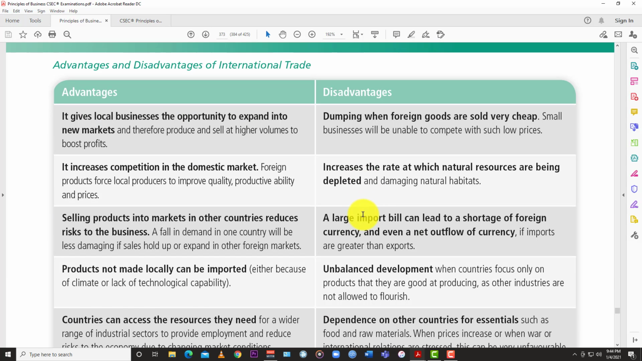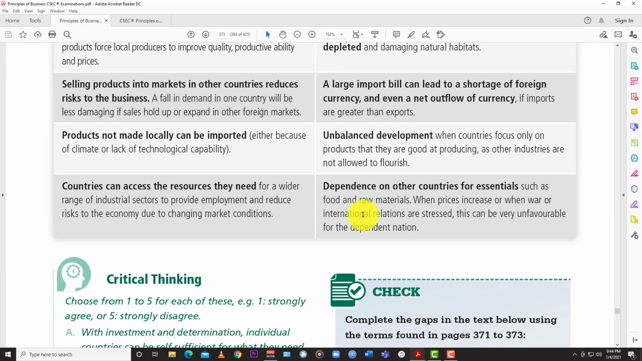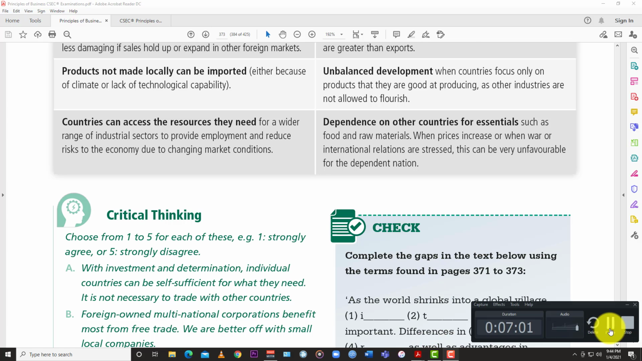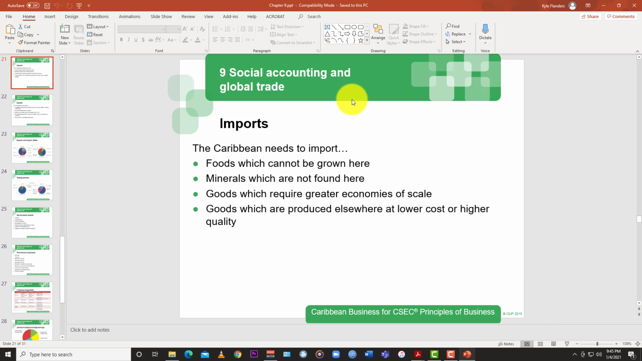So those are three reasons why countries would engage in international trade. So right here on the slides, I've explained a bit more. The Caribbean needs to import food which cannot be grown, as we said earlier, and minerals which are not found here. Goods which require greater economies of scale, which means that some of our countries are just too small, and so we cannot produce certain goods on a level that is competitive or cost effective, so you have to import those things. And then goods which are produced elsewhere at lower cost or higher quality. So those are reasons why we might import.